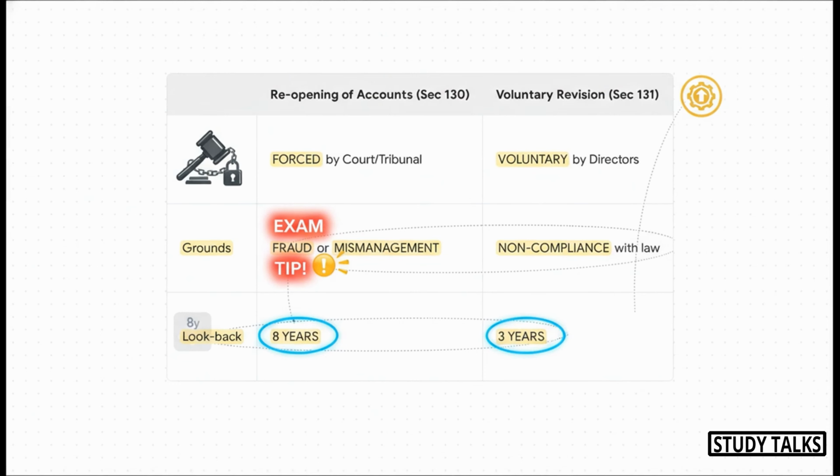So let's break it down. You've got two completely different paths for fixing past accounts. On one side, you have Section 130, reopening. This is forced on a company, usually because of something really serious like fraud.